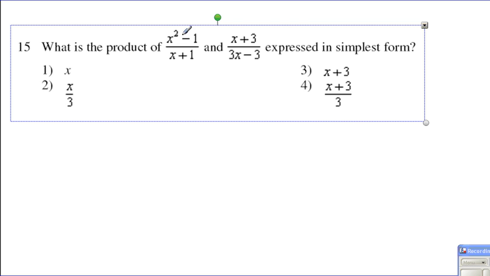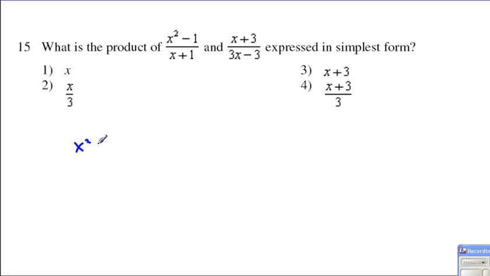Product means we gotta multiply, but as you can see, we can try to somehow factor and then combine them together. Let's see what we can do. X squared minus 1 over x plus 1 multiplied by x plus 3 over 3x minus 1. Now I ended up factoring 3 here on the bottom. Let's continue factoring right over here.